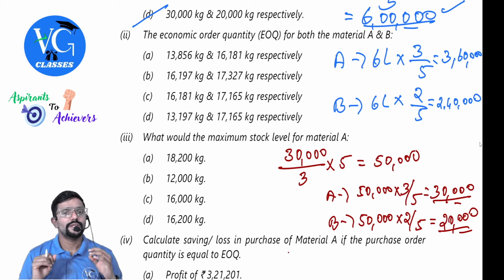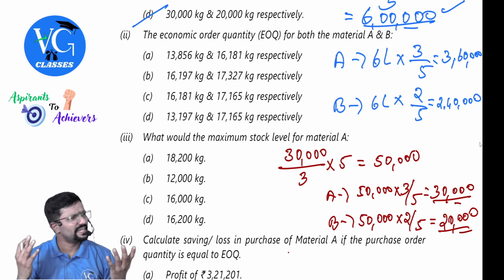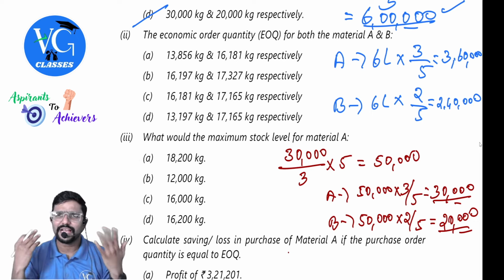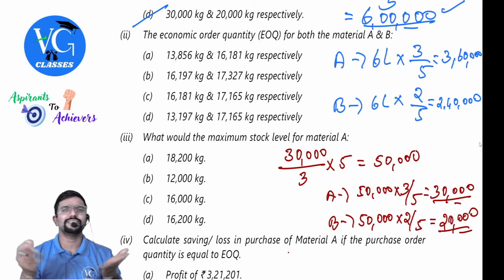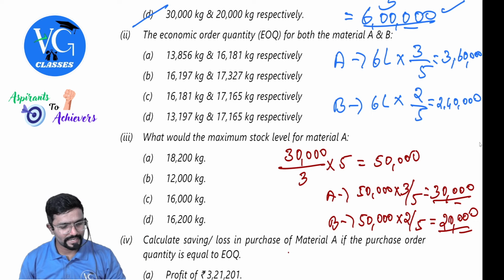Next, the second one. EOQ for both the materials A and B. Okay. All the data is ready. Purchase price is there ready. Carrying cost is there. Ordering cost is there. Just apply the formula and calculate. Let us see how they have done. Instead of us doing it again, I will just explain from there only.